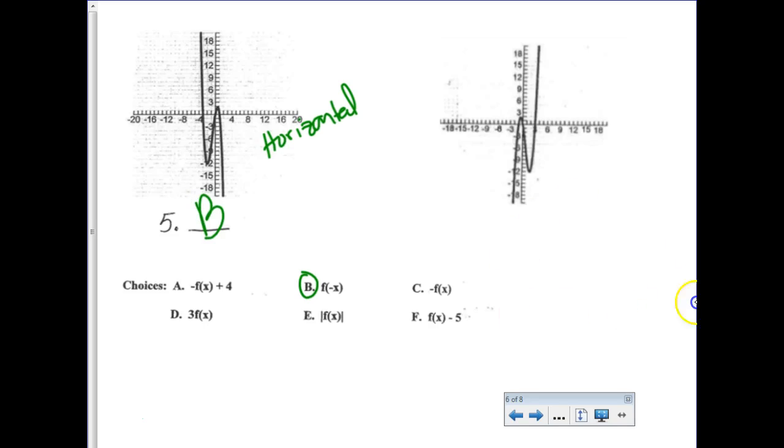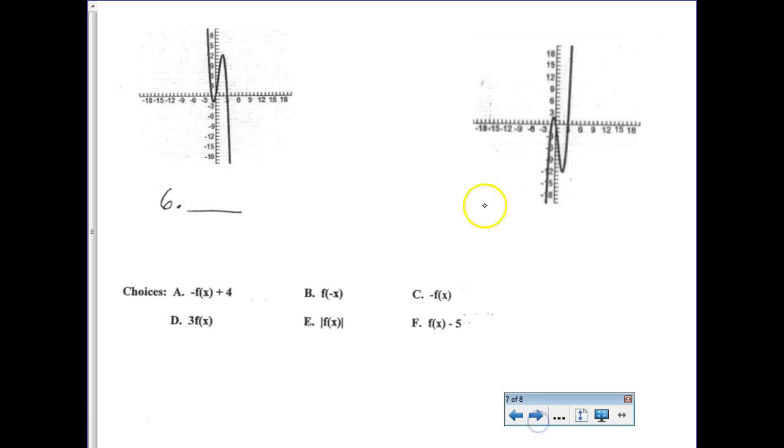And then, are we almost done? Well, there's one left, so let's see if it matches up. I definitely see a reflection, and I think that's all I see. So is there one that just has a vertical reflection? Yeah, choice C.